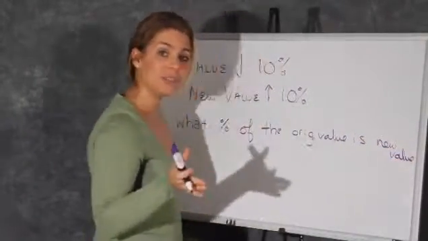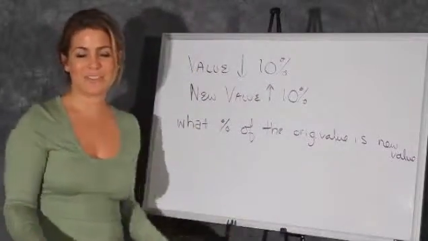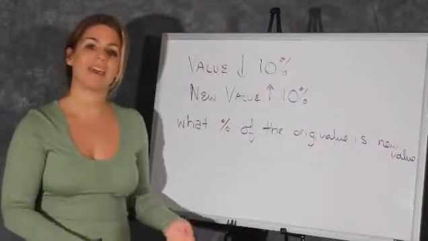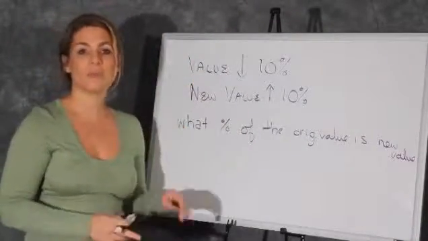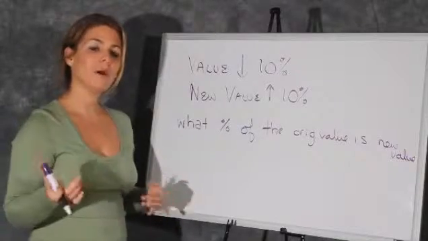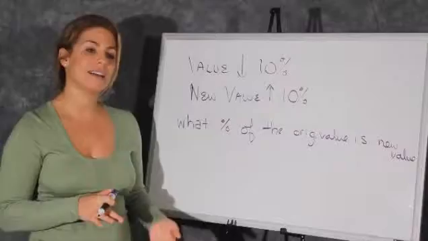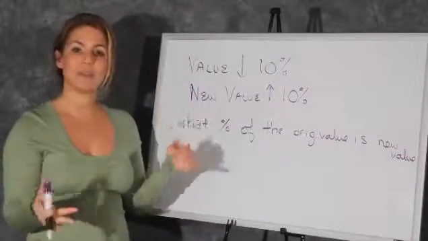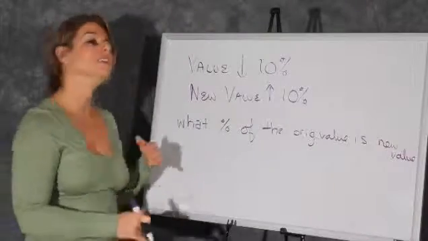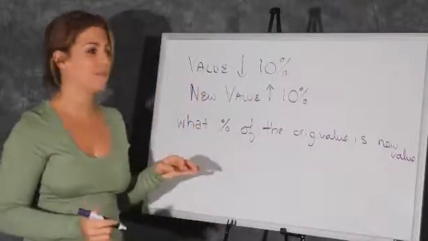Now, you could do this question by assigning a variable to value, but we don't like variables. They're not nice. We want to make up nice numbers and really just make this question a breeze. So if you remember back in arithmetic, the easiest number to use when dealing with percents is always 100, because as we said, percent means out of 100.